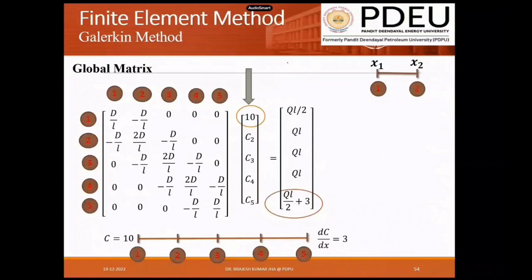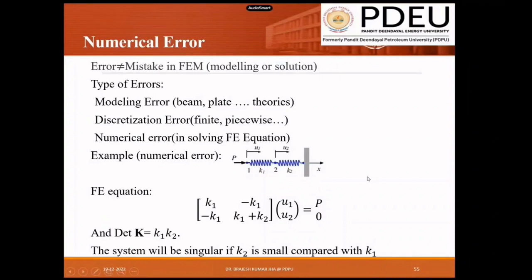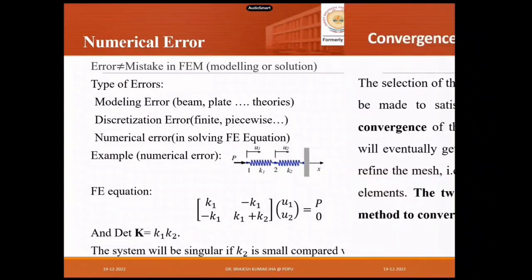So once we solve this system, we will get the element information for the whole 5 nodes. In this way, we can obtain the value or solution for all 5 nodes. Some error can definitely be there, some mistakes can be made.